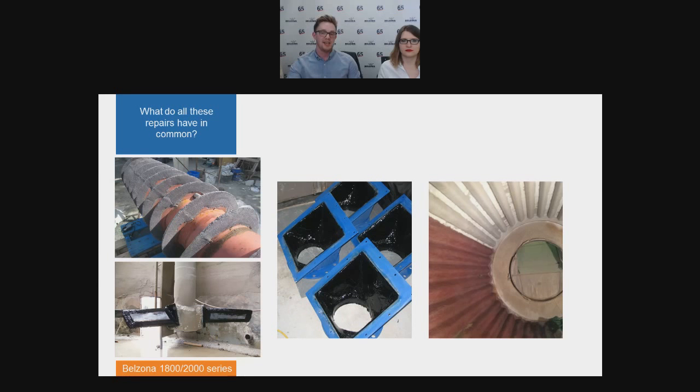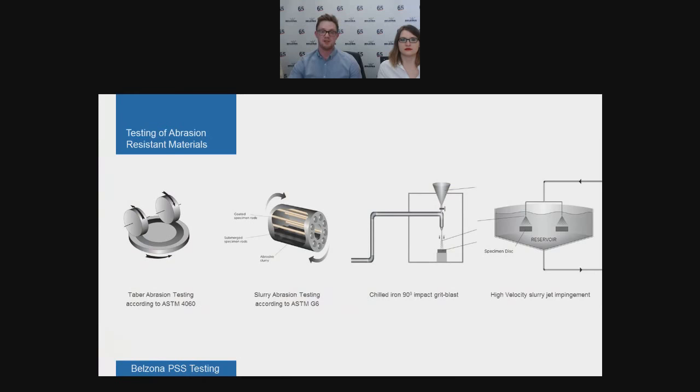And all of these products are also tested in order for us to give clients an indication of how well our products will work effectively in terms of their abrasion resistance. So the testing we do on the products, we have numerous test methods. The stuff we do in-house is our ASTM standard testing. So Taber abrasion testing and the slurry abrasion testing. So these are things you might have seen before. But we've also completed some third-party testing. So the impact grit blast and the slurry jet impingement, towards the right of the screen at the moment.